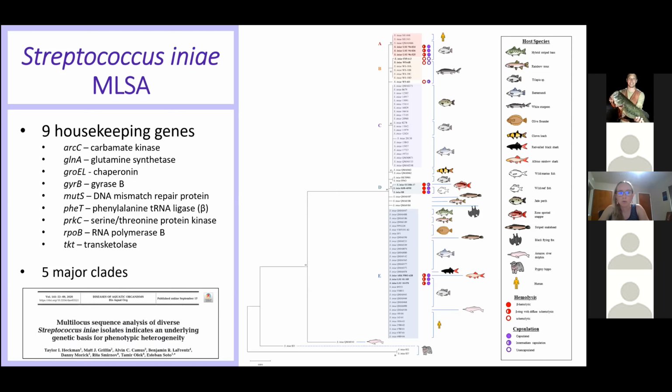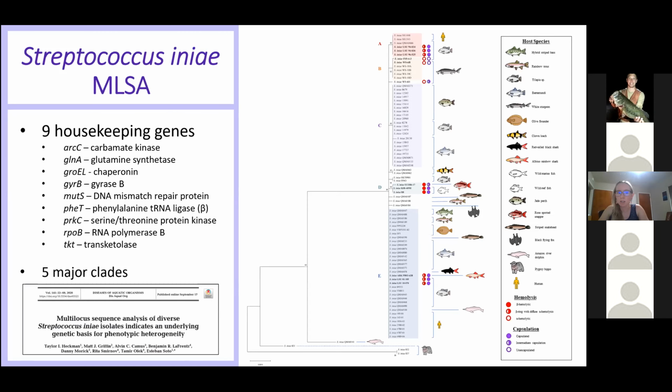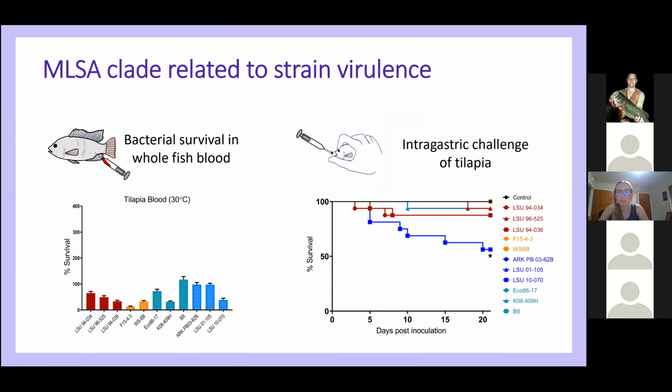And so we published that scheme in 2020, and in that, if you're interested, we also saw that those clades further related to strain virulence in a host-specific way. So the bacteria's ability to survive in fish blood from different hosts, tilapia, sturgeon, rainbow trout, and then also through an intragastric challenge of tilapia.